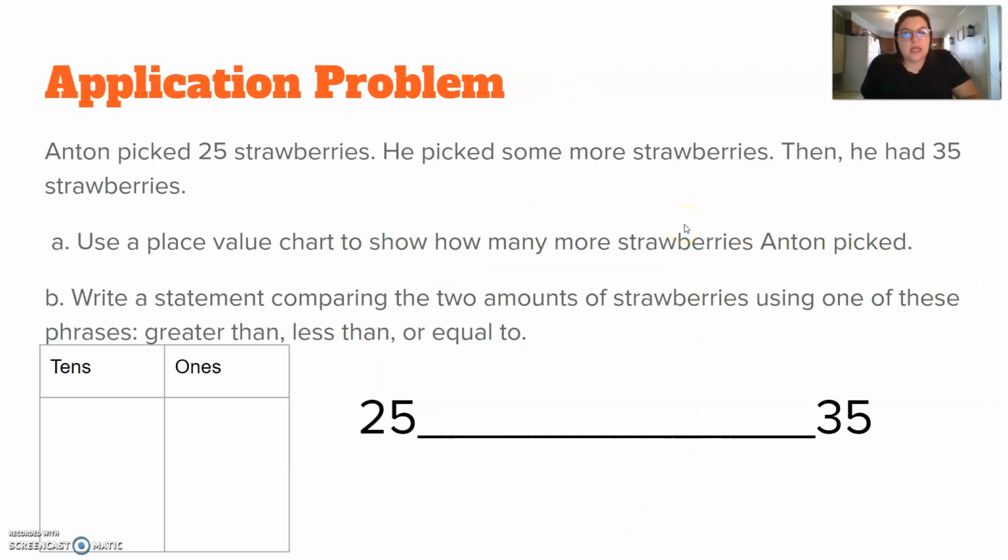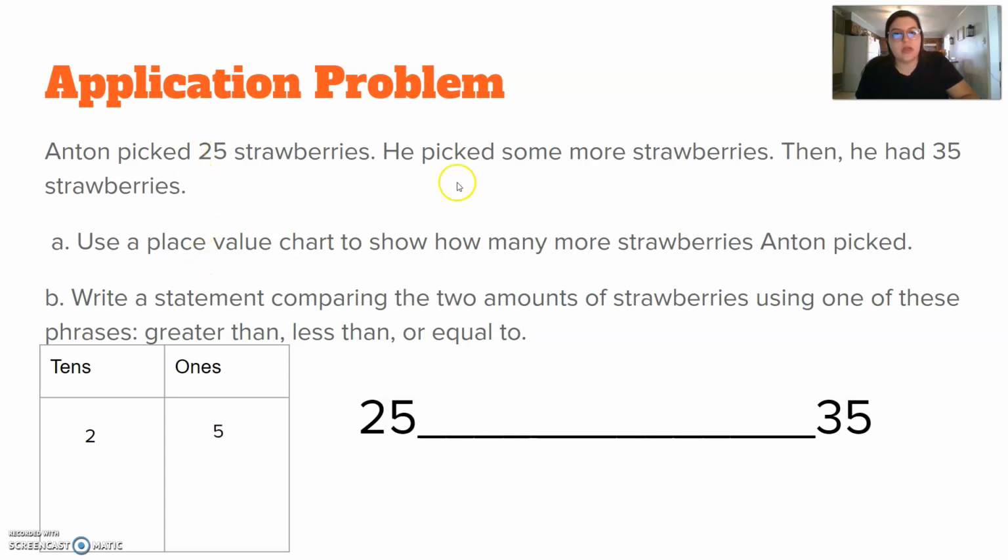So this is our application problem. Anton picked 25 strawberries. He picked some more strawberries, then he had 35 strawberries. So use a place value chart to show how many more strawberries Anton picked. So if he picked 25, let's work with 25 first. When we look at the number 25, which is right here, how many tens are in 25? 2. 2 tens.